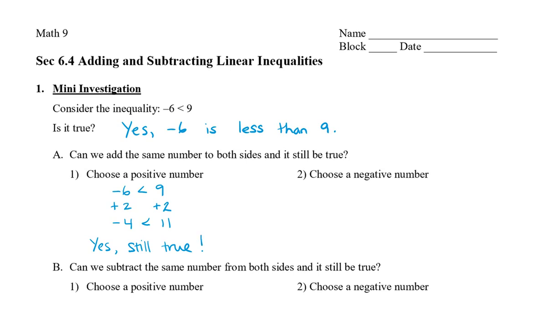What about if we choose a negative number to add to both sides? We have -6 is less than 9. Let's add -2 to both sides. -6 plus -2 is -8. And then 9 plus -2 is 7. So yes, this is still true because the negative number is still smaller than the positive number.